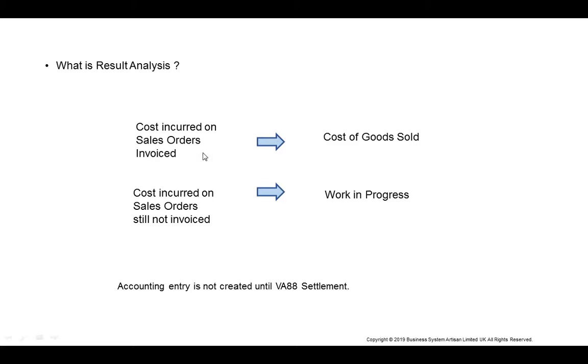And if the sales order or project has already been invoiced and you generated the sales, then that should be cost of goods sold. That will actually be settled to COPA. The result analysis process only creates the data, calculates and stores the data, but there's no accounting entry until the VA88 settlement.